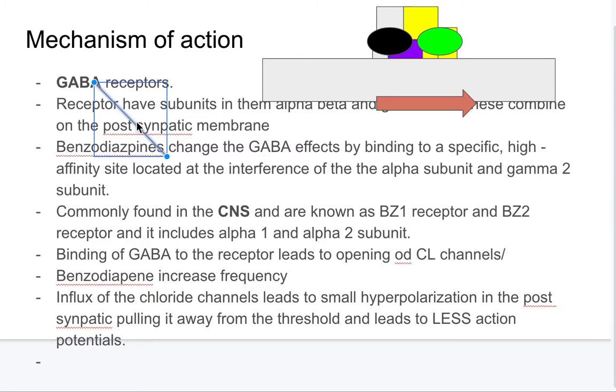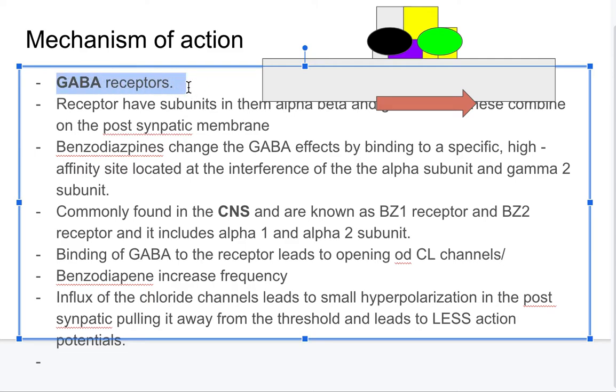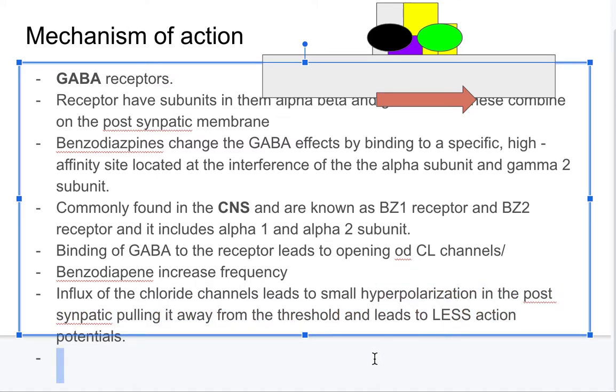Benzodiazepine. I will just summarize benzodiazepine in 3 words. First of all, they act mainly at the GABA receptor. They increase GABAergic activity, mainly in the brain, and they allow the chloride channels to open, which leads to hyperpolarization, leading to fewer action potentials. So that's how simple it is.